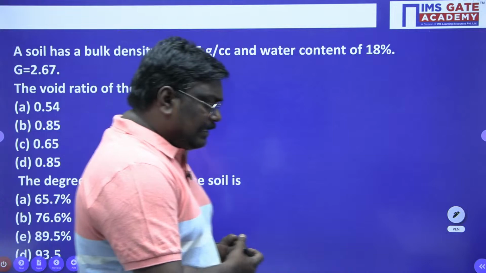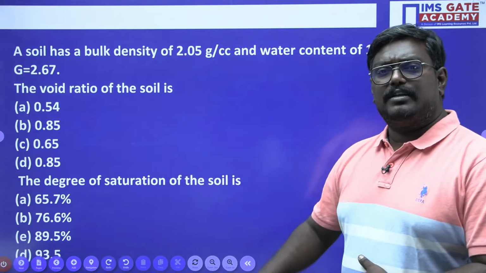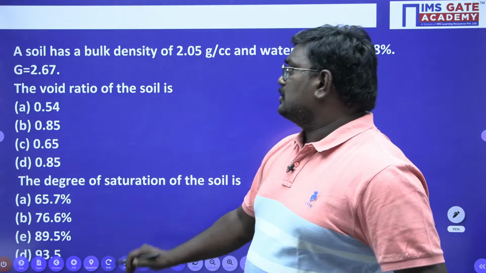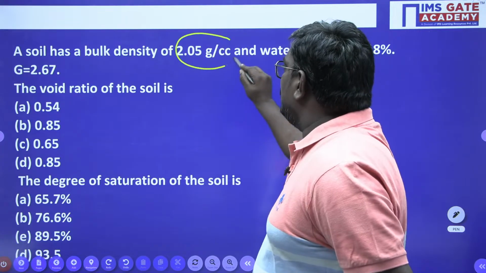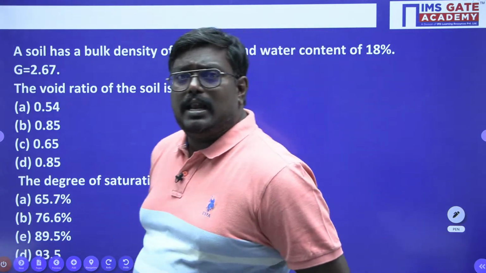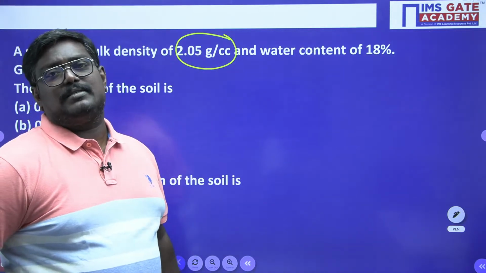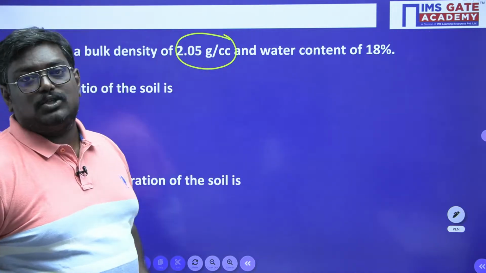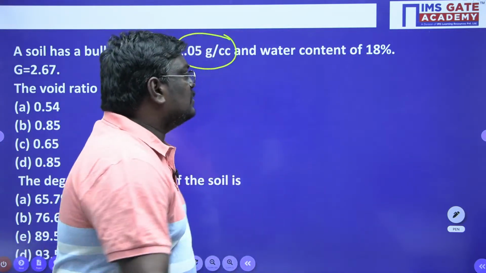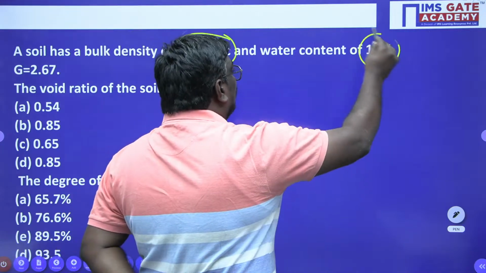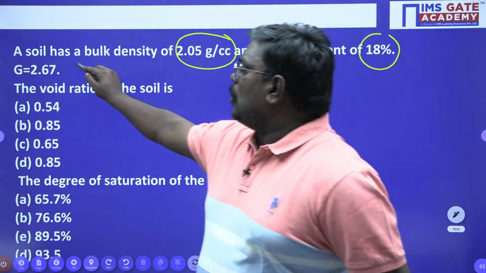Now let us see the next problem. It is also a straightforward problem if you have gone through all the problems we have discussed until now. The problem here is: a soil has a bulk density of 2.05 gram per cc and a water content of 18 percent. Here G is 2.67.